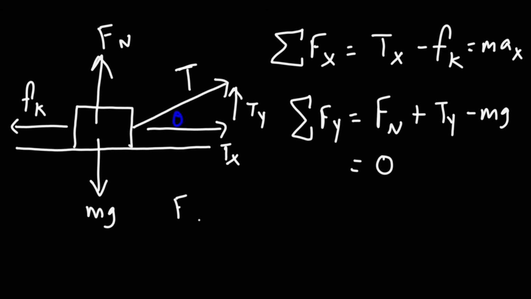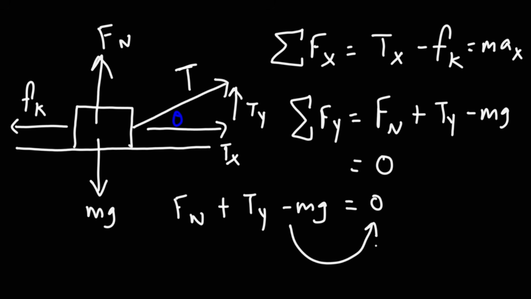So we have Fn plus Ty minus mg is equal to 0. If we move this to the right side, it's going to be positive mg, and if we move Ty to the right side, it will be negative Ty. So we get that the normal force is the weight force minus Ty.